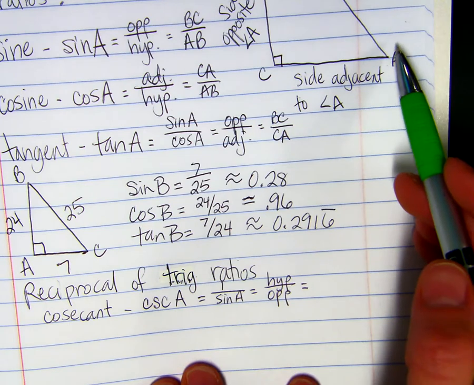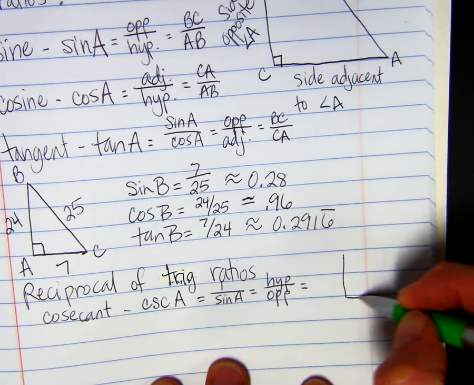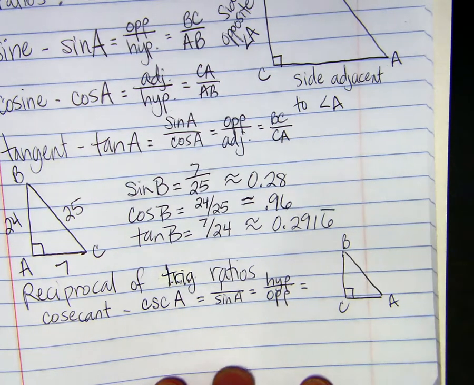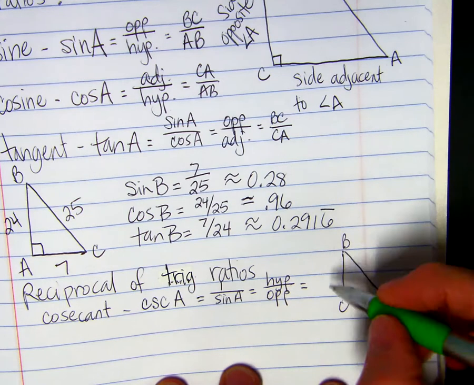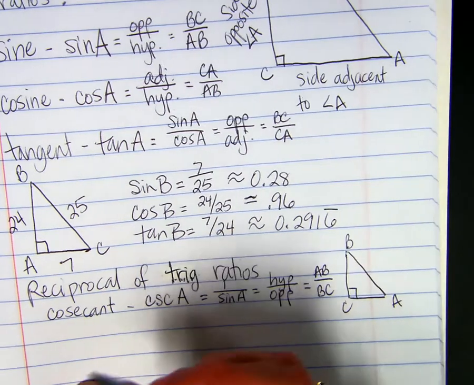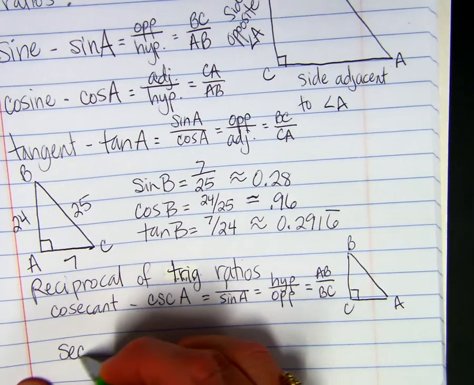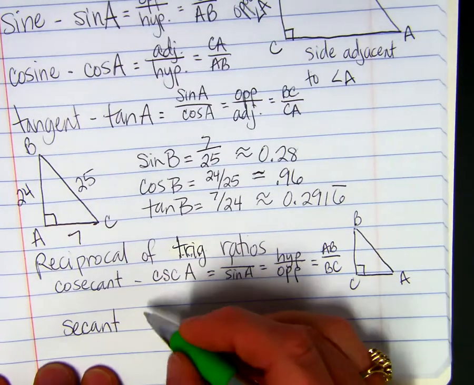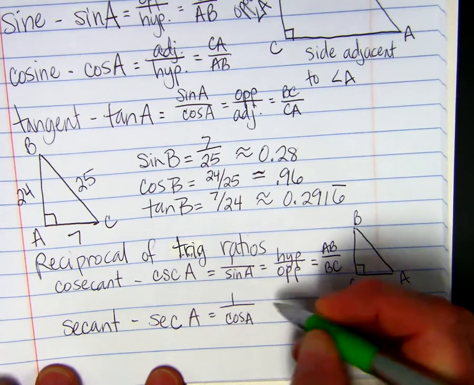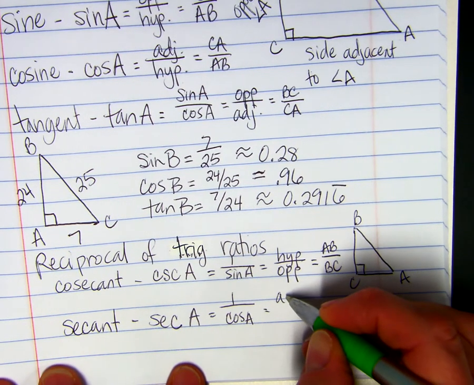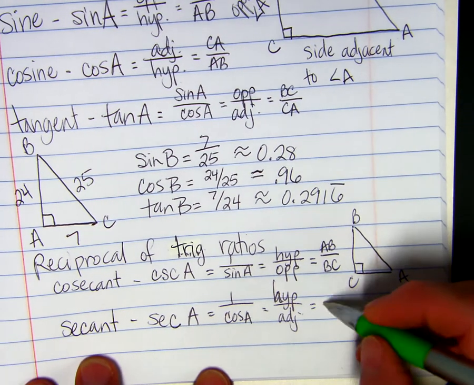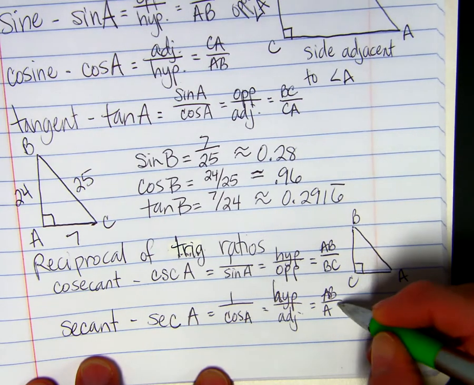I'm going back up to this example. I'm going to redraw my triangle so we don't get confused. The hypotenuse was AB, and the side opposite A was BC. And then we have the secant, shortened to SEC, of angle A, which is 1 over the cosine of A, which is the hypotenuse over the adjacent side, which is AB over AC.